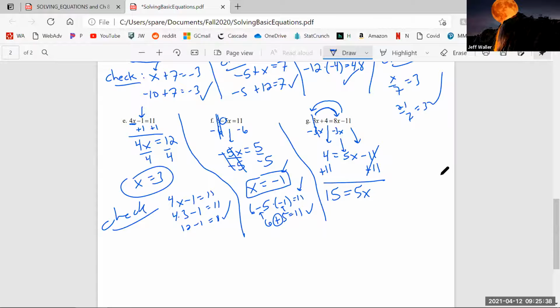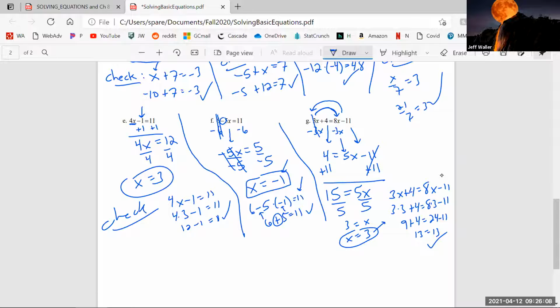Dividing. Divide by? Divide by 5. 5. Kick ass. So then I get 3 equals x, which I can also write as x equals 3. And then to check it. Now to check this one is a little bit different, but not really. Everywhere I see an x, I put a 3 because that's what I think x is supposed to be. So I get 3 times 3 plus 4 equals 8 times 3 minus 11. 9 plus 4 equals 24 minus 11. 13 is 13. Check.